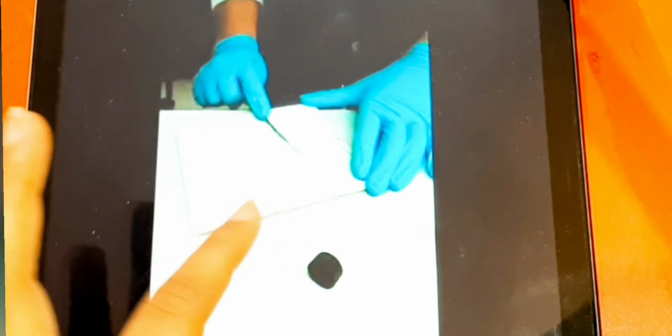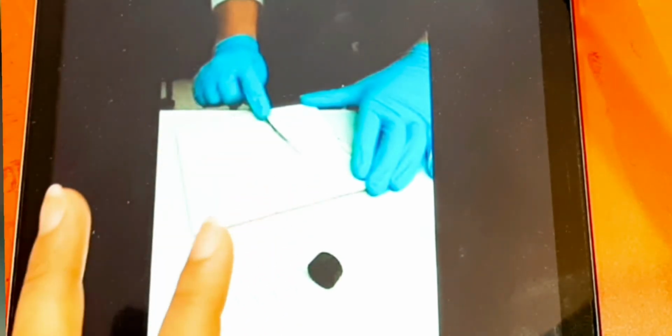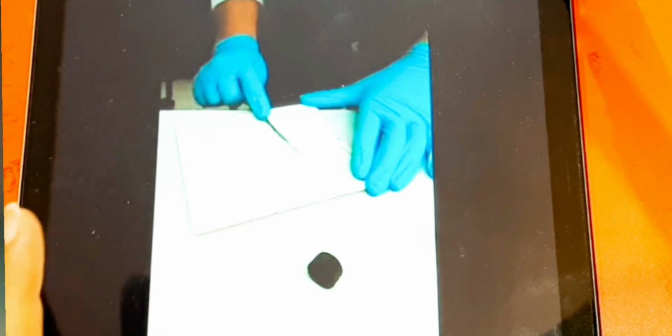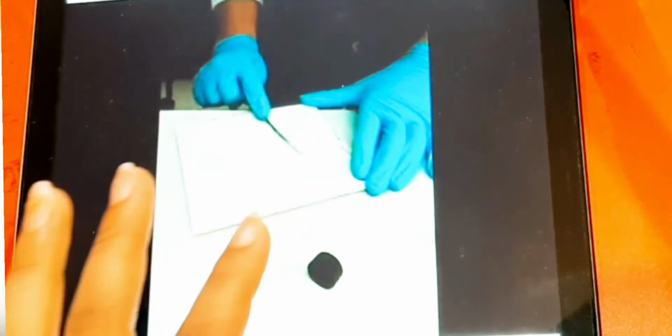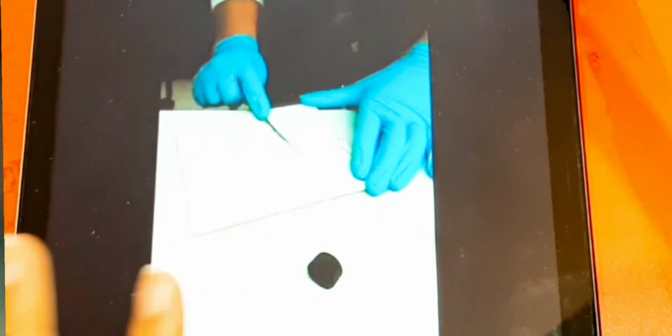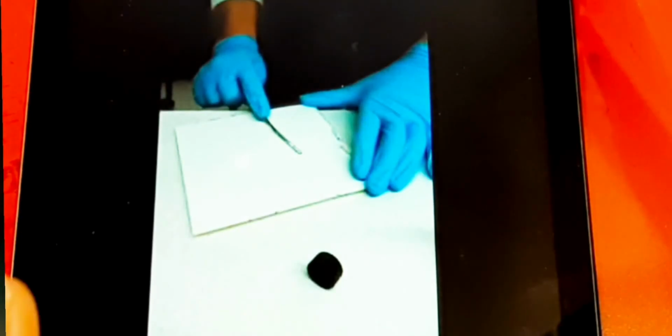So here you can see he is making a pseudo thickening, and then the remaining powder is also added into the liquid, and there will be a homogeneous mixture.